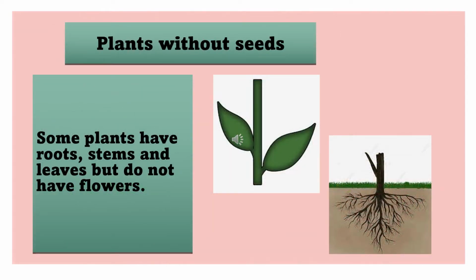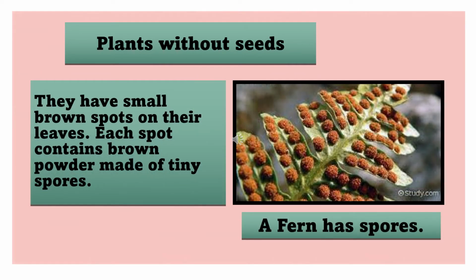Dear students, now we will learn about different kinds of plants. There are many different kinds of plants and some plants are without seeds. Some of them do have roots, stems and leaves, but they do not have flowers. They have small brown spots on their leaves and each spot contains brown powder made of tiny spores. The spores fall out, some fall on wet soil, and they grow up and make new plants. Ferns and mosses are plants that make spores.